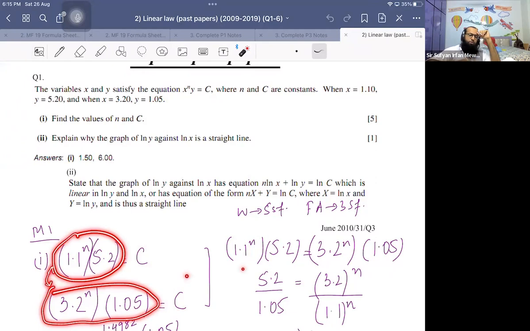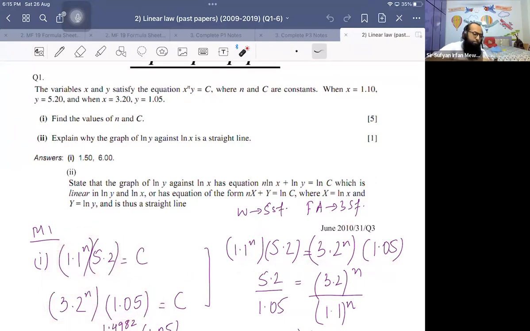So 1.1 to the power of n times 5.2 equals 3.2 to the power of n times 1.05. Over here, I've drawn our bracket. So 1.1 to the power of n times 5.2 equals 3.2 to the power of n times 1.05. Then what is going to be the next step?